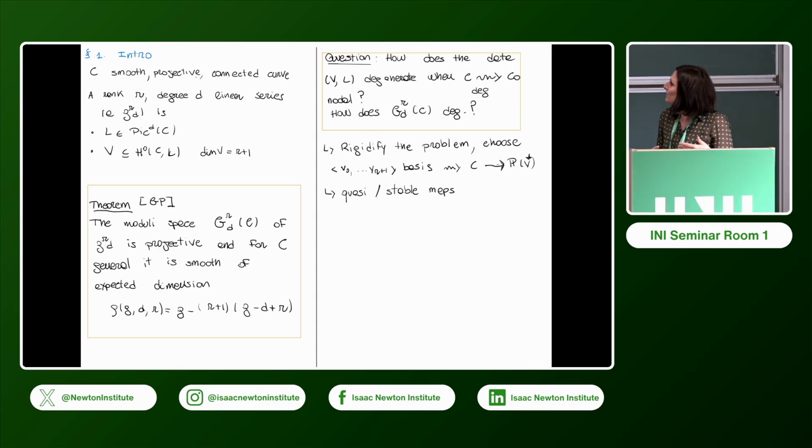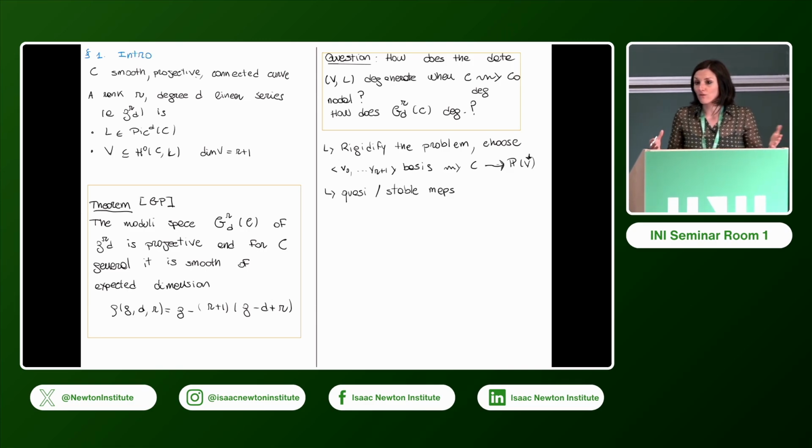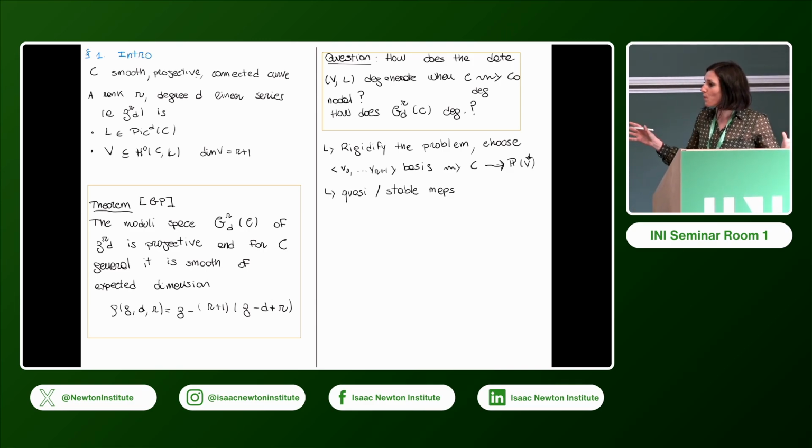And instead, we would like to have a bit of a more egalitarian compactification, where all the components of my nodal curve have the same rights, a bit like it happens in the case of admissible covers, where each component has its own P^1 to map to.